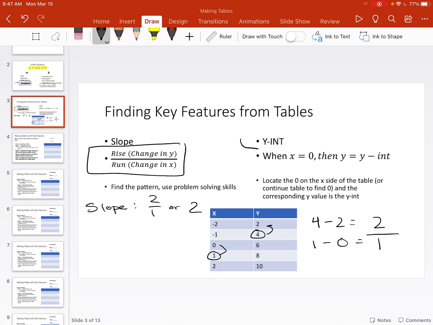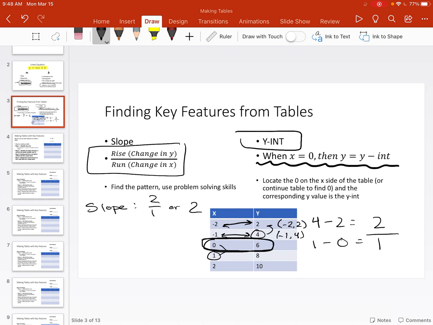And then we also looked at y-intercept, and that was when x equals 0, y equals our y-intercept. So if you remember, these are pairs straight across. So this would be like -2, 2, -1, 4. We want the one with 0, which in this case is right here. And that was 0, 6. So our y-intercept was 0, 6, or just 6. So that's kind of what we did last week. We had a table, and we had to find our slope and y-intercept.